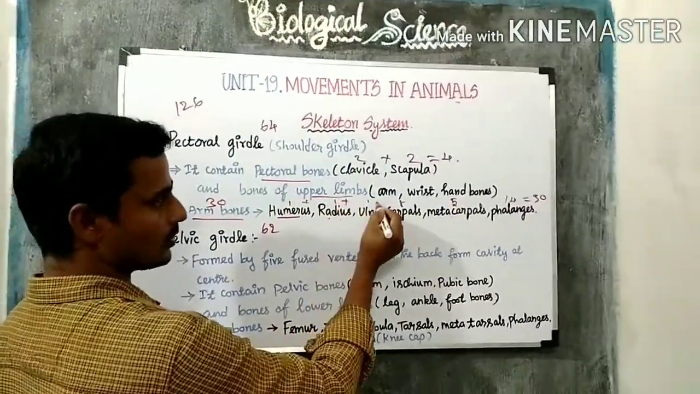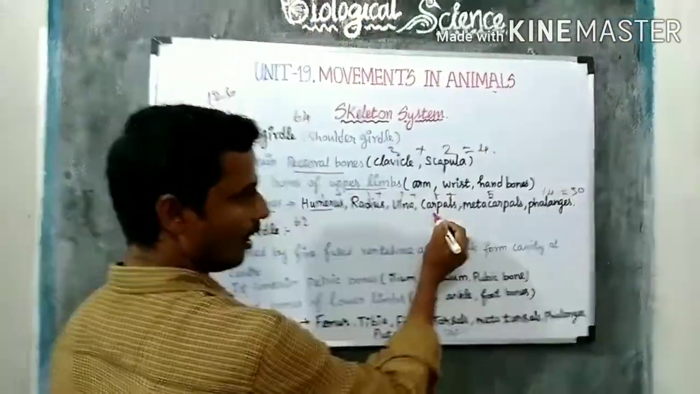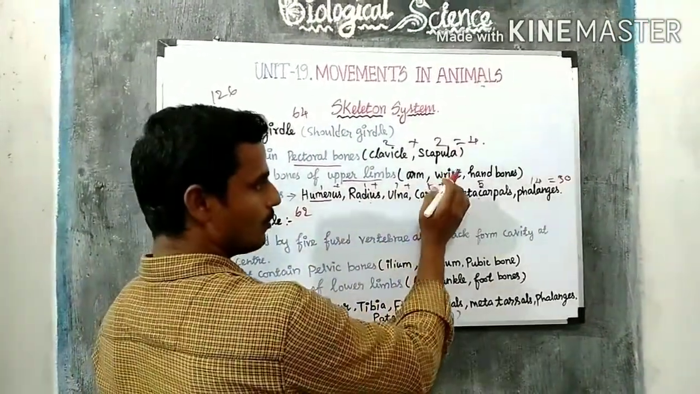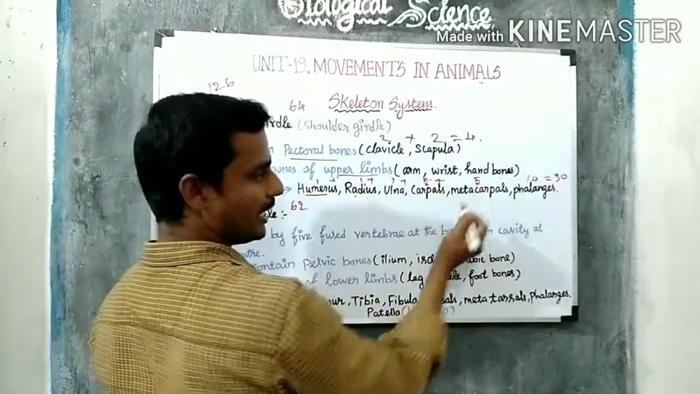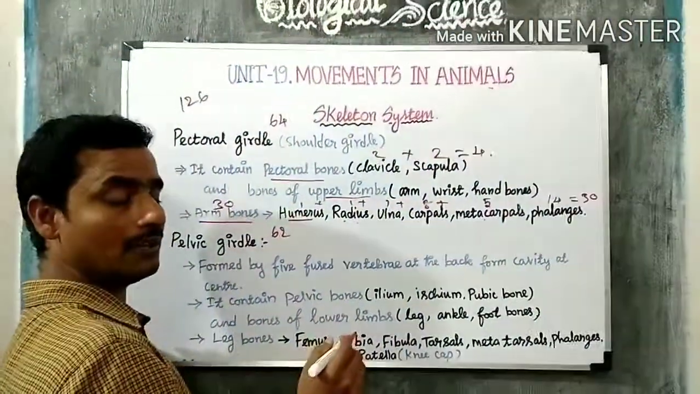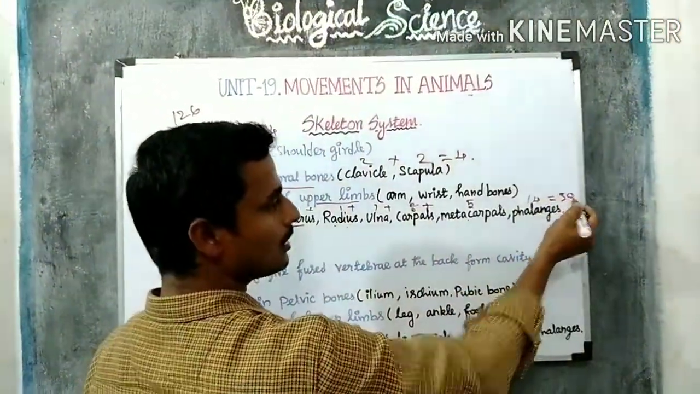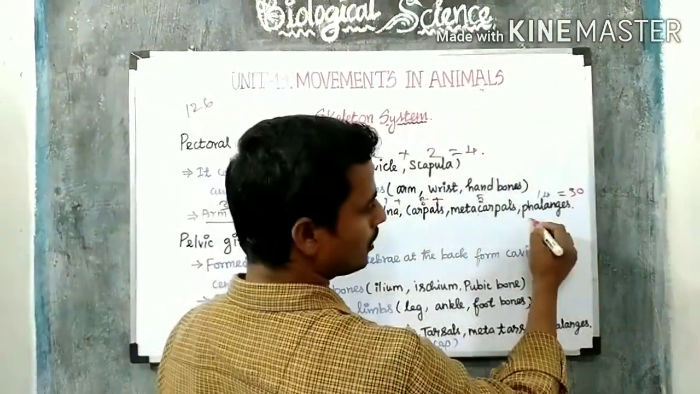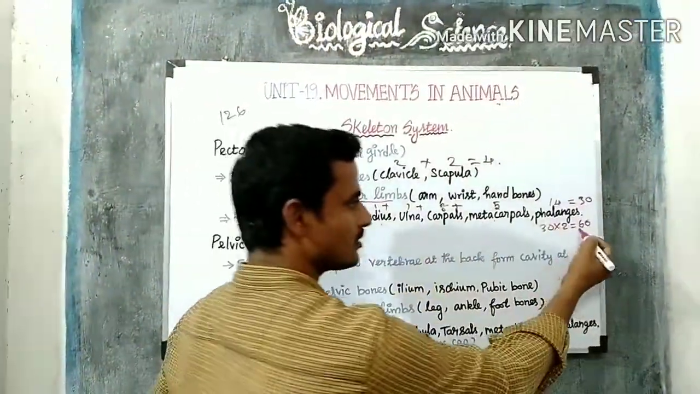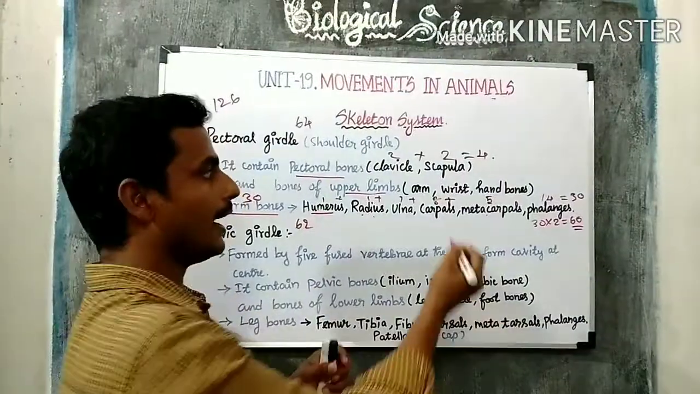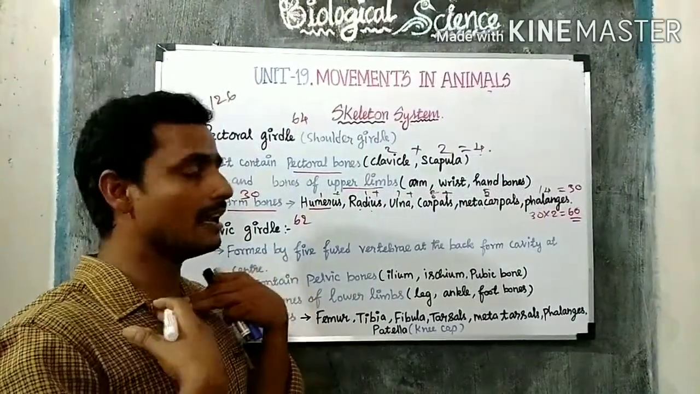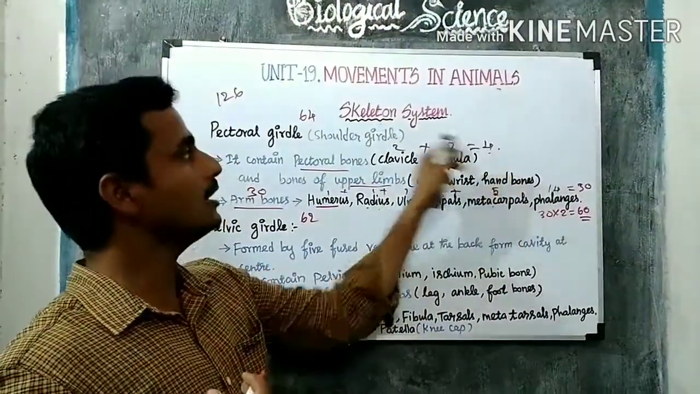One humerus, one radius, one ulna, and then 8 carpals, arranged as 4 and 4, 5 metacarpals, and then 14 phalanges, nothing but fingers. So totally we have 30 bones in one arm. In 2 arms, 30 into 2, we have 60 bones. So these 60 bones in the upper limbs and then 4 bones in the pectoral region, such as clavicle and scapula, so we have totally 64 bones in the pectoral girdle.